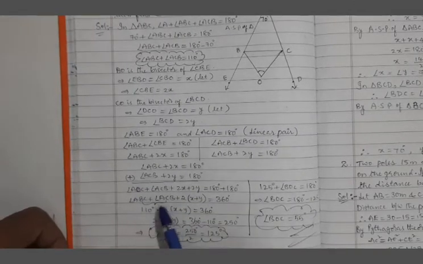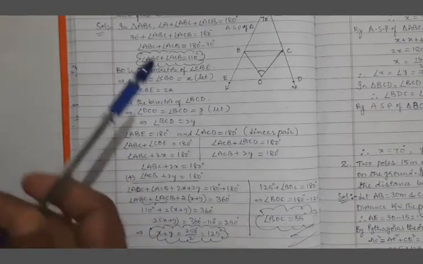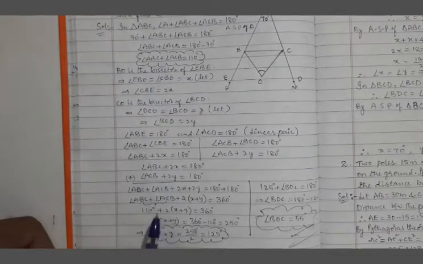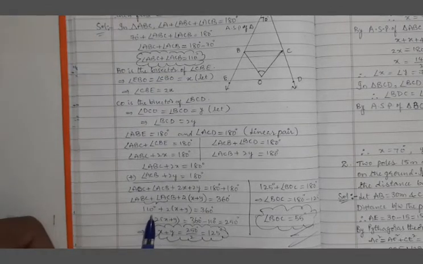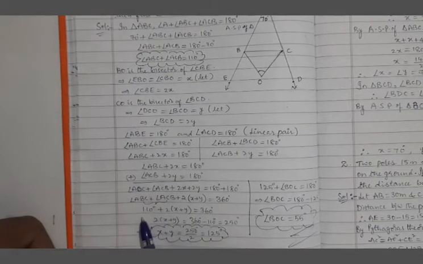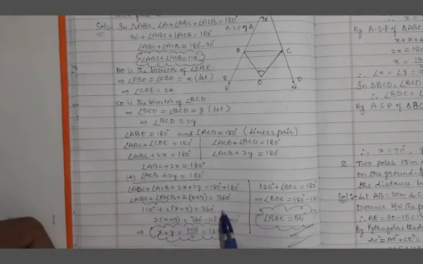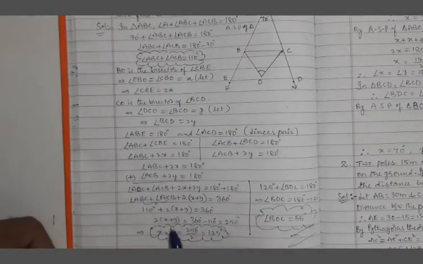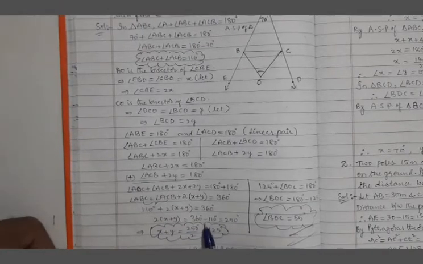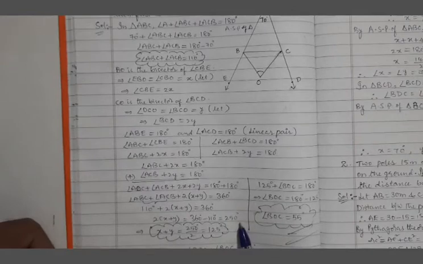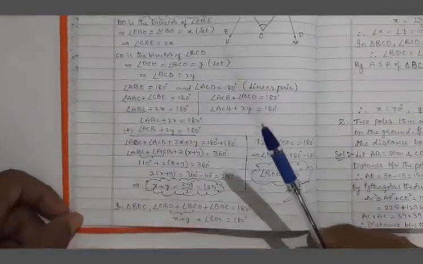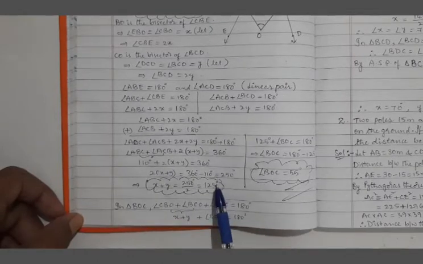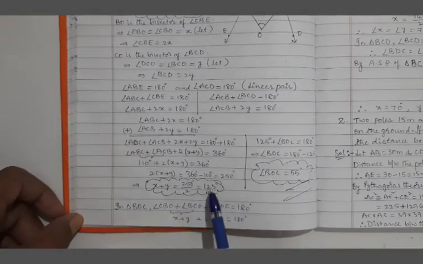So, angle ABC plus angle ACB value, I told you, remember here? What is the value? 110 degrees. That 110 degrees I substituted here: 110 degrees plus 2 into x plus y equal to 360. So 110 degrees we are sending to the other side. 2 into x plus y is equal to 360 minus 110 degrees, which is 250 degrees. Okay. So x plus y is equal to 250 divided by 2, which is 125 degrees.